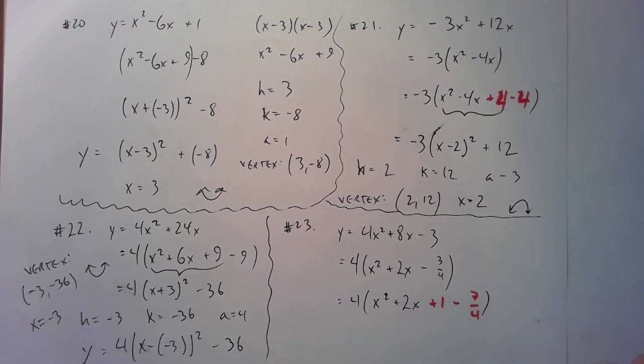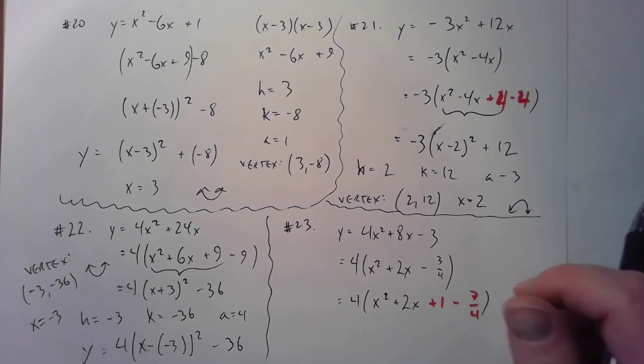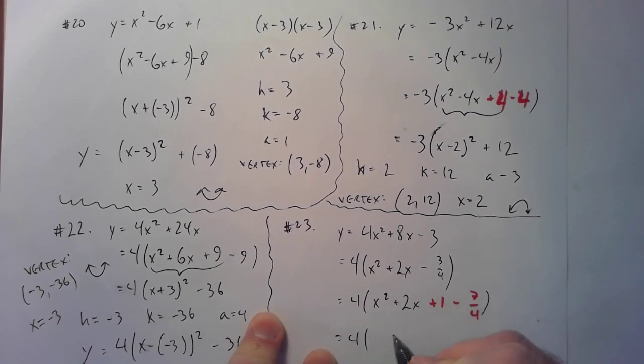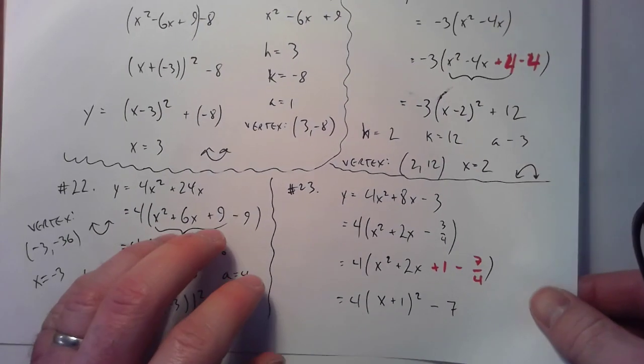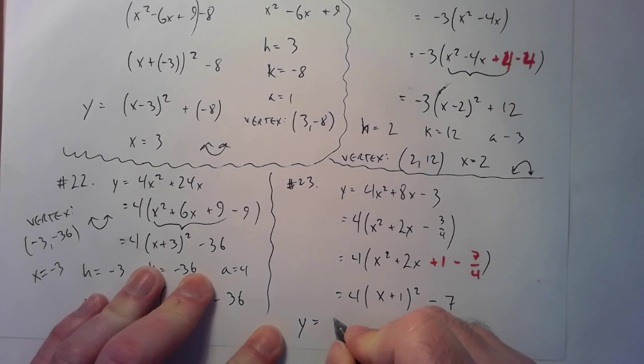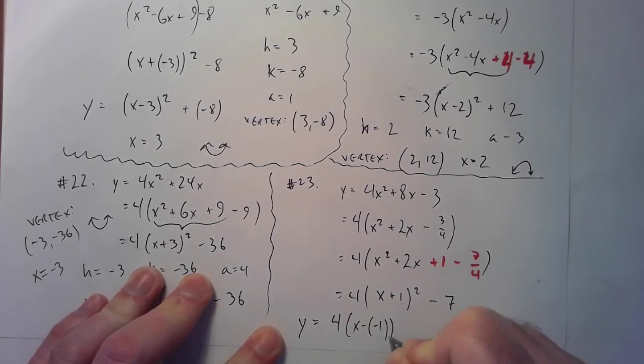Well, 4 times 7/4 is 7. So we're looking at 4 of x squared plus 2x plus 1. That's x plus 1 squared. And then 4 times negative 7/4 is negative 7. That is vertex form, unless you want to be picky and have a minus in there. So full vertex form would be 4 of x minus negative 1 squared plus negative 7.